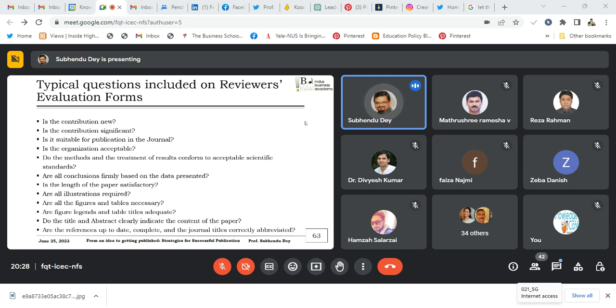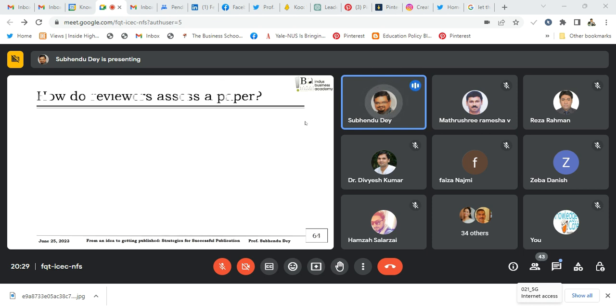Are the references up to date, complete? I was telling you that many a time your references are not complete. So please make sure that there are no mistakes in that. Whether the journal titles are correctly put, correctly abbreviated. Each of these is an extremely important thing, and all of these are looked at with absolute, fine scrutiny. So these are some of the typical questions which are included on reviewers' evaluation forms.